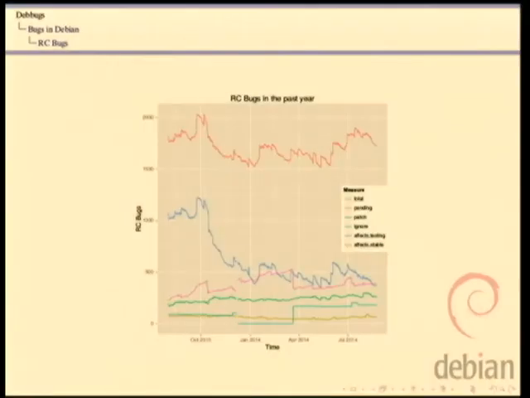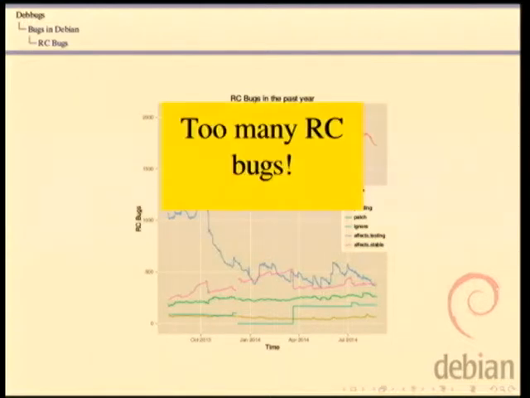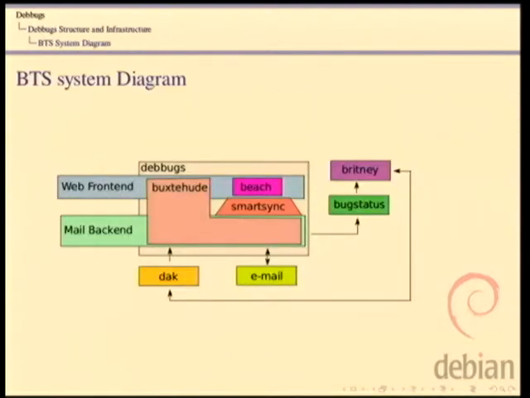And this graph you're all familiar with. This is RC bugs, which are the bugs that are most important. Luckily, the RC bugs, those that matter for the next release, are decreasing. And so we're getting in line for a new release there, doing okay. And of course, there's always too many RC bugs. Okay, so that was enough fun graphs.